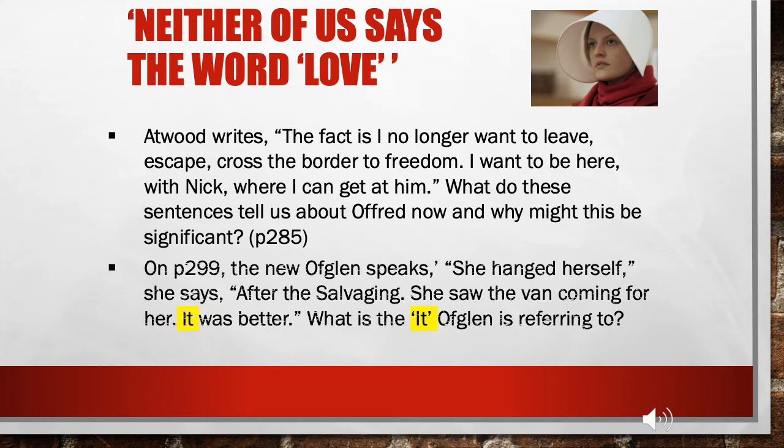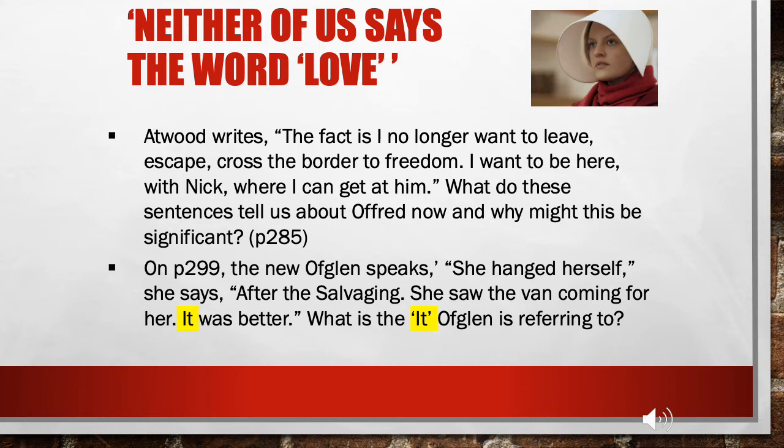There's two tasks that I'd like you to do. Here's the first. Atwood writes, the fact is I no longer want to leave, escape, cross the border to freedom. I want to be here with Nick, where I can get at him. That's found on page 285. What do these sentences tell us about Offred now, and why might this be significant? So you need to comment on Offred's character development. This is clearly an AO1 task.